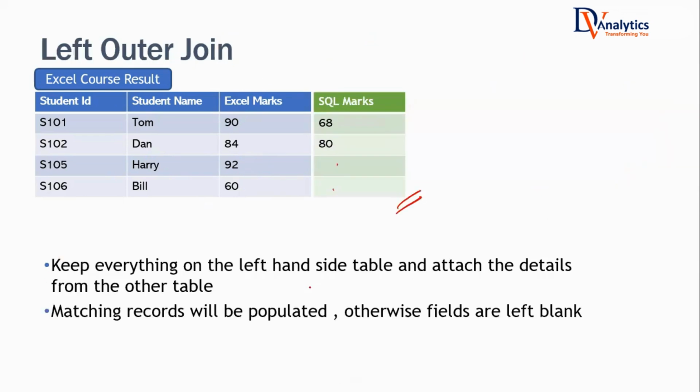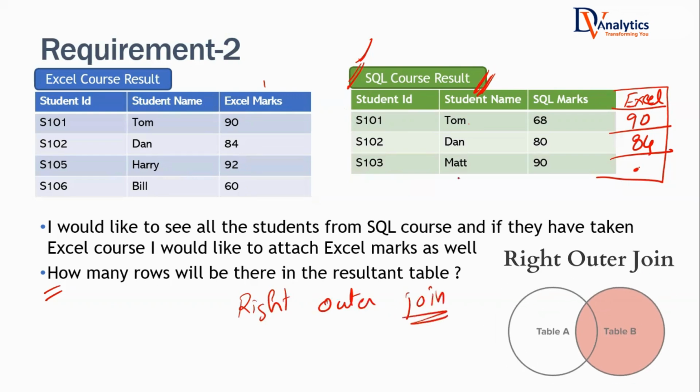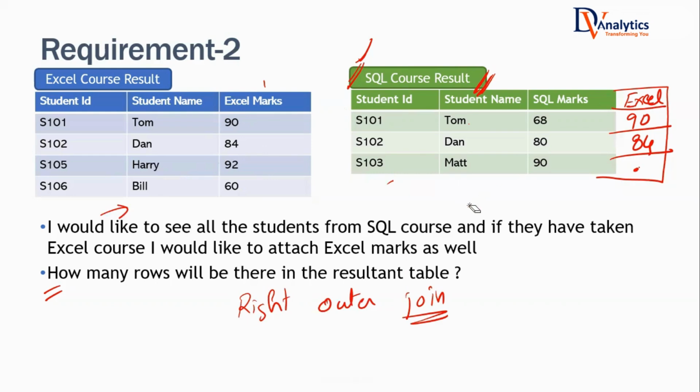Can you name this kind of join? What is this join known as? Everything from the right hand side table we are keeping it. That is known as right outer join. Everything from the right hand side table. In fact, if you swap the tables, if you keep SQL table here on the left hand side, if you keep Excel table here on the right hand side, then you can achieve the same thing using left outer join.